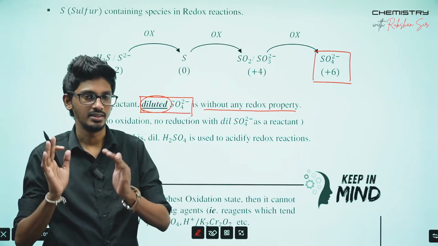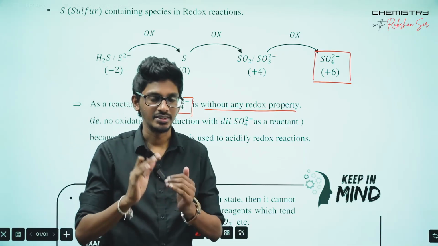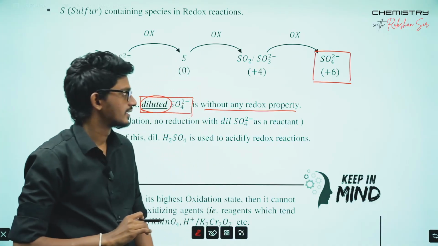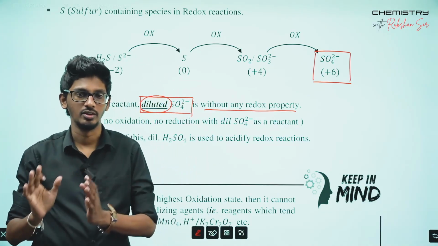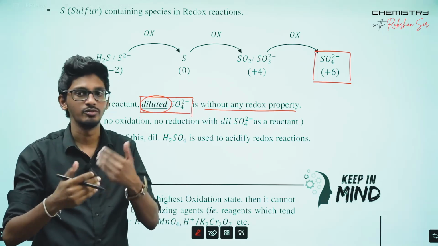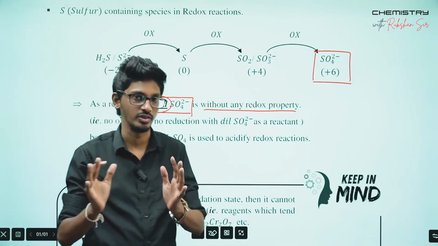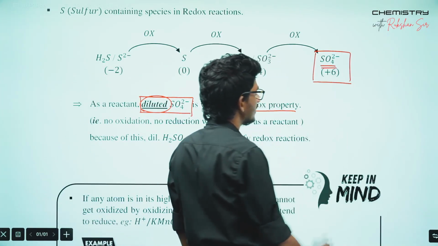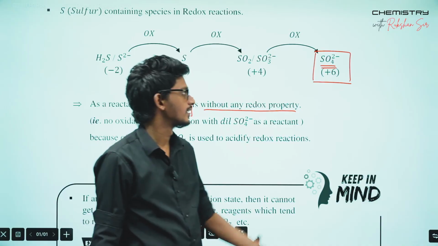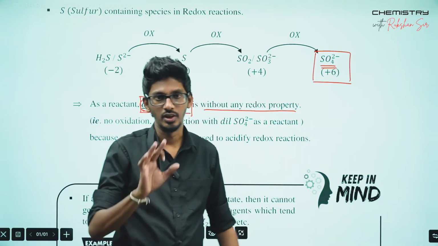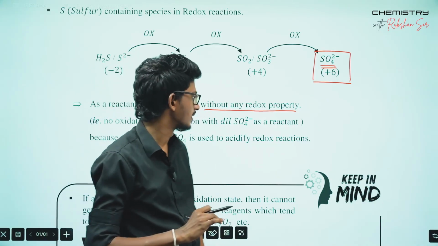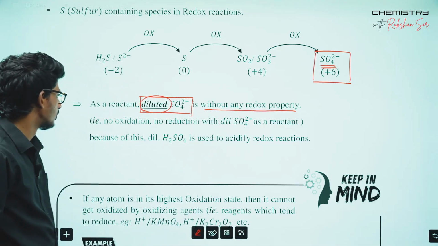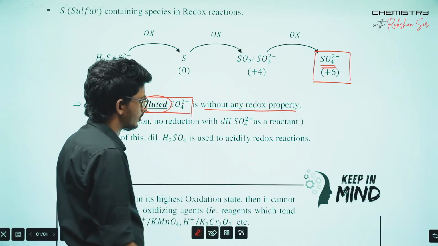In a concentrated situation, you can think of such reductions happening, but with diluted conditions, SO4^2- is not going to give you any kind of product, any kind of reaction won't occur. Redox reaction won't occur with diluted SO4^2-. So SO4^2- is able to participate in precipitation reactions, but not in redox reactions if you are considering the diluted situation. As a reactant, diluted SO4^2- is without any redox property. So no oxidation, no reduction with dilute SO4 as a reactant.